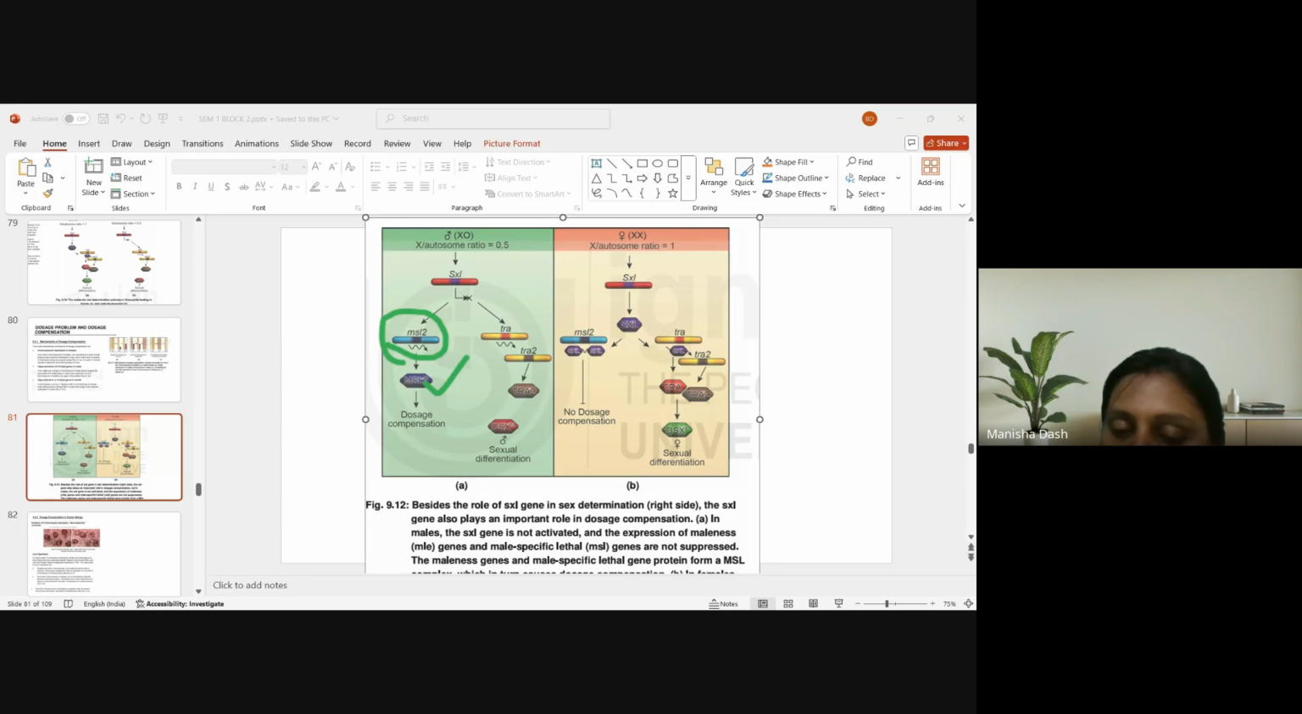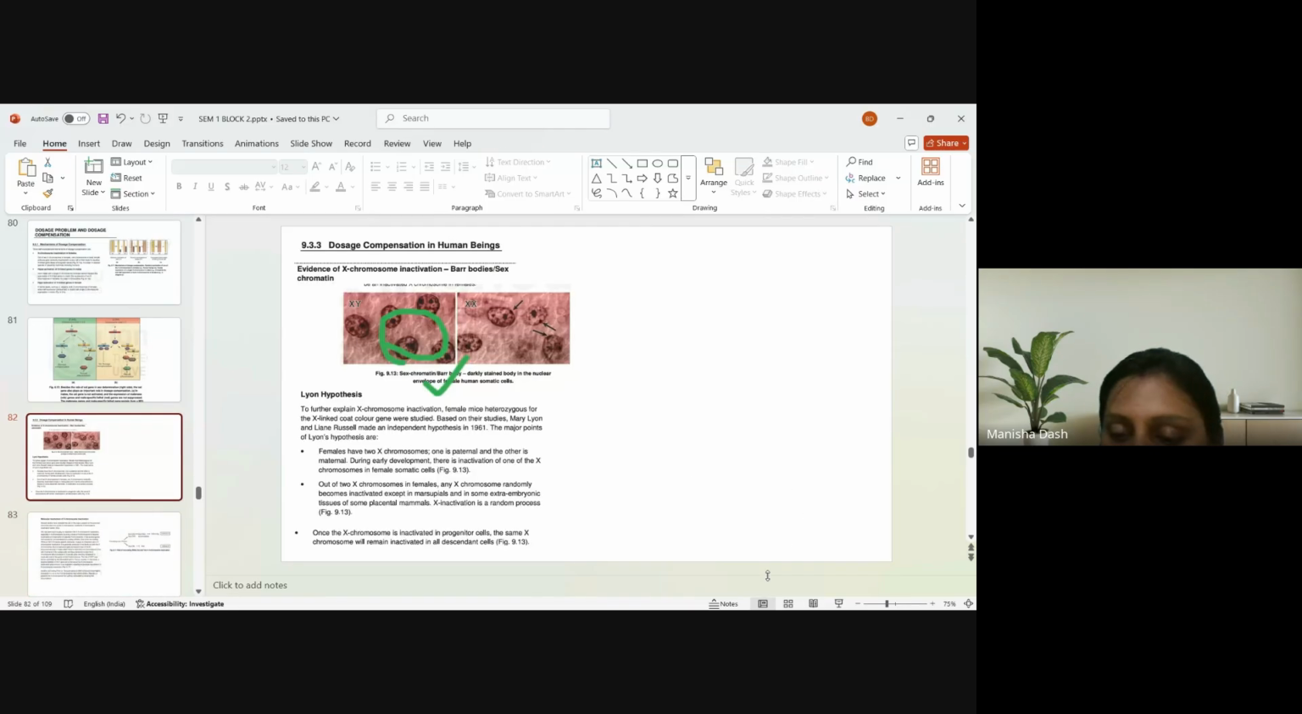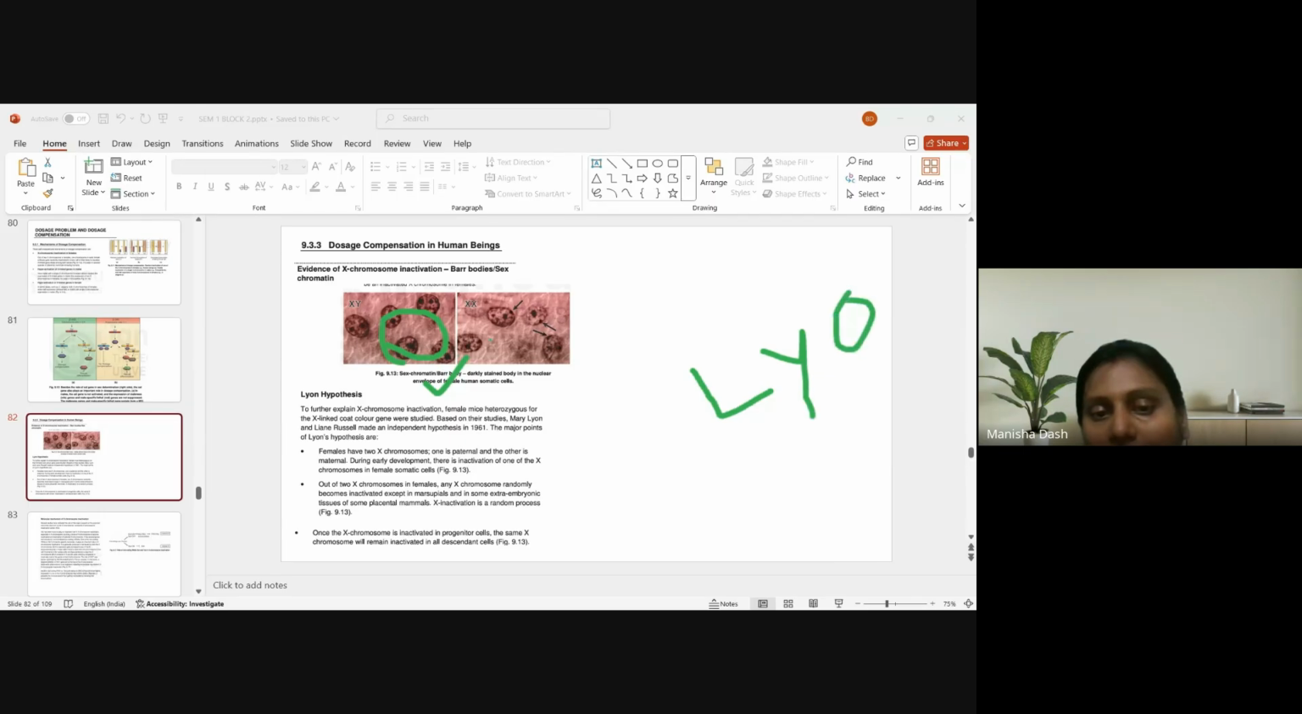Now, in the case of humans, there is the concept of X chromosome inactivation, or the concept of the Barr body, which is explained by the Lyon hypothesis. So Lyon. This could also be an important question for your exam. The Lyon hypothesis. So what does the Lyon hypothesis exactly tell?